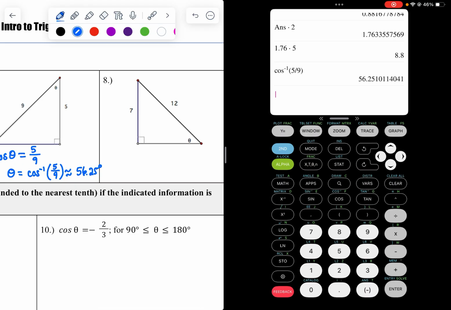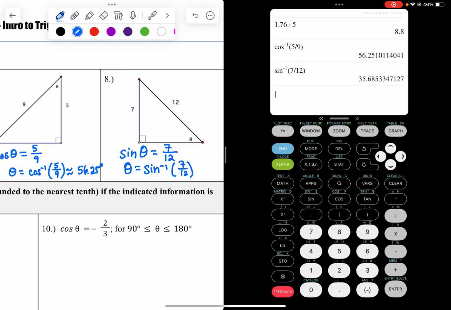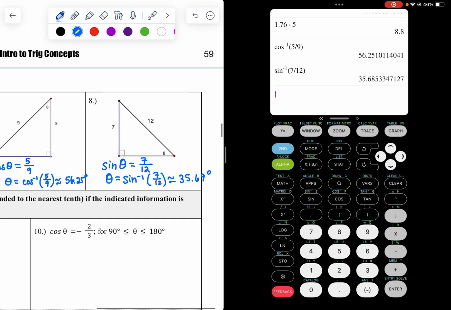All right, number 8, we've got a right triangle here where we have now the opposite side and the hypotenuse for angle theta. And so we know that the sine relates opposite over hypotenuse. So the sine of theta would equal 7 over 12. So theta then would equal the inverse sine of 7/12. So we hit second sine to bring up the inverse sine, 7 divided by 12. And it gives us 35.69 if I round to the hundredths place degrees. Now remember, if you're in degrees, you always have to have that degree symbol there.